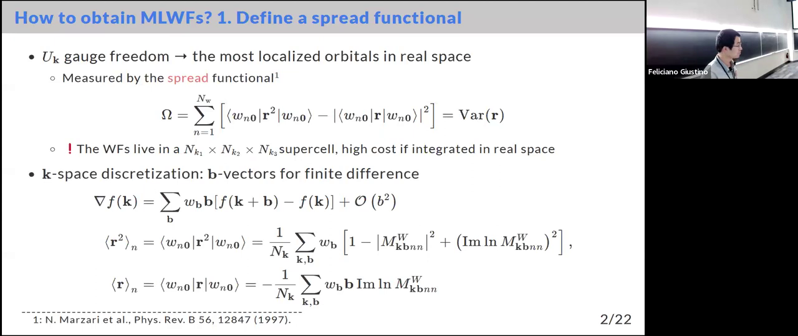This is why we need to do a k-space discretization. We introduce these b vectors to approximate the derivative of the function. These are the b vectors just for finite difference. Then we can rewrite the spread functional as some mathematical transformation of these M matrices, which are just the overlap matrices between different Bloch states at different k points.